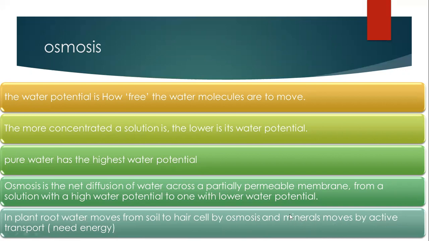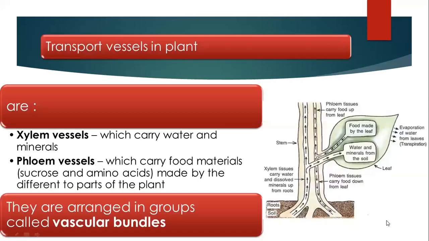But minerals, their concentration inside the root is more than in the soil, so they have to be absorbed by active transport. Okay, transport vessels in the plant, they are xylem vessels and phloem vessels. The xylem vessels carry the water and the minerals from the roots to the leaves in one direction only. But phloem vessels carry food material.